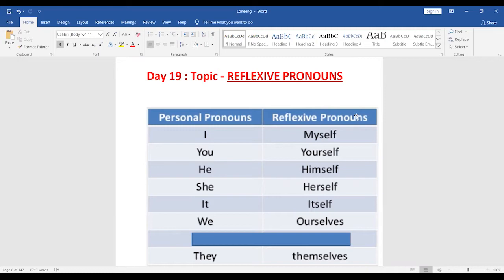So, what are reflexive pronouns? The words that are used to show emphasis. If you did something, you will say, I myself, I cooked today. Okay, so I cooked myself. Something like that. Where you want to show more emphasis, that's when you use reflexive pronouns.